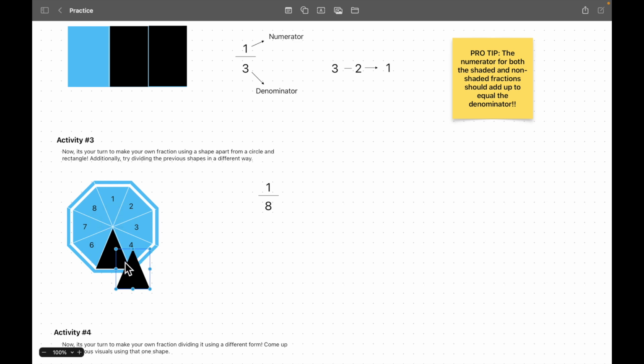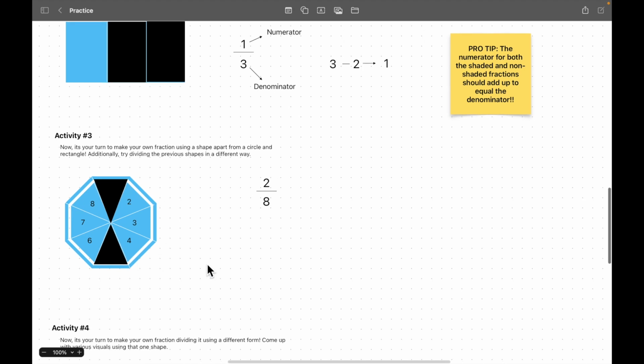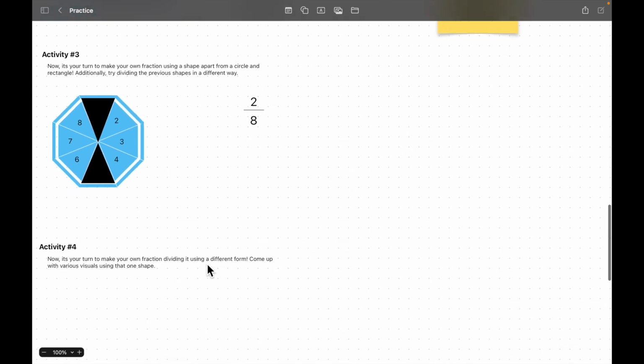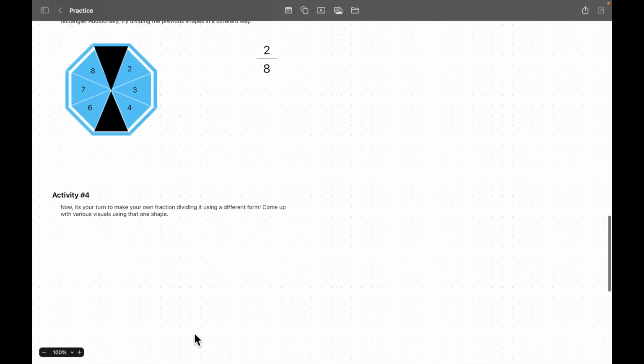What if there were 2? Now we have 2 shaded parts. We'll have to add 1 to this fraction. 1 plus 1 gives us 2. So now we have 2 over 8 as our fraction. Perfect. Now, moving on to activity number 4. For this one, I didn't do anything yet. We're going to work on it together this time.